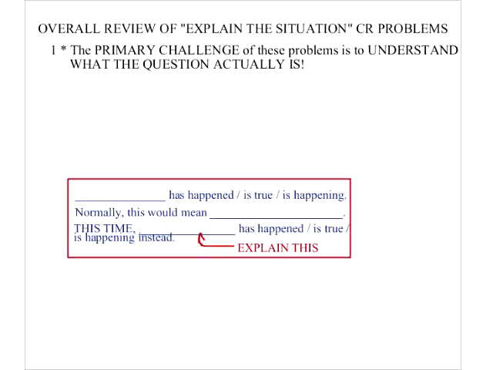And in order to understand the question, the following template that we've just seen helps in understanding the question. And that's this thing.